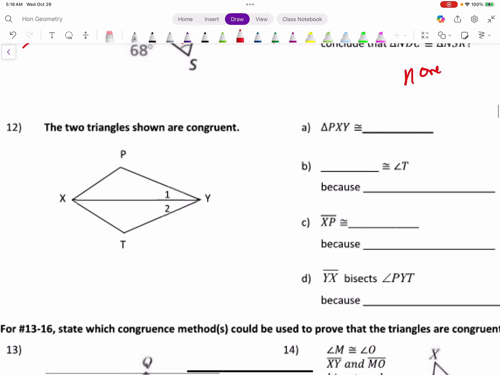All right, so this one they're saying the triangles are congruent. So this side definitely they have in common.